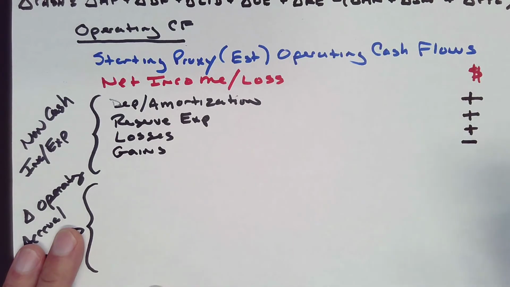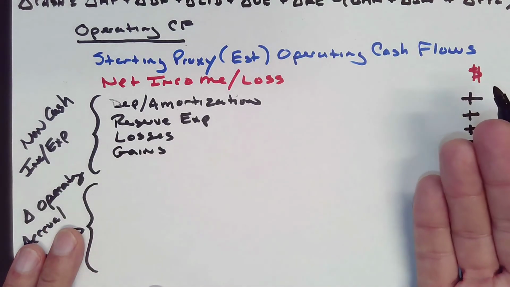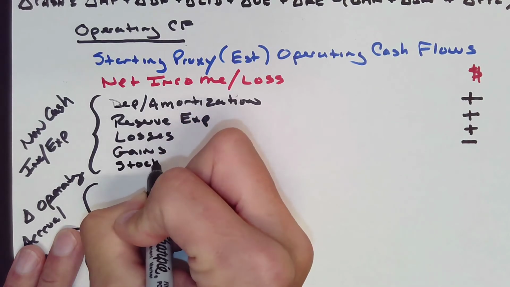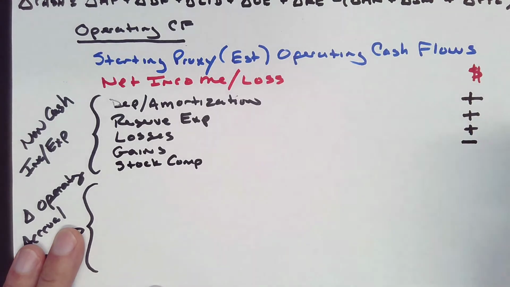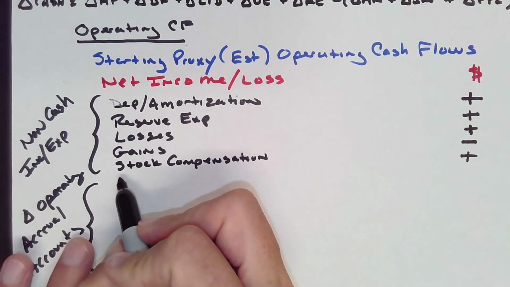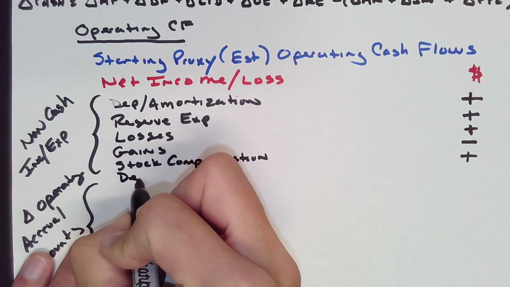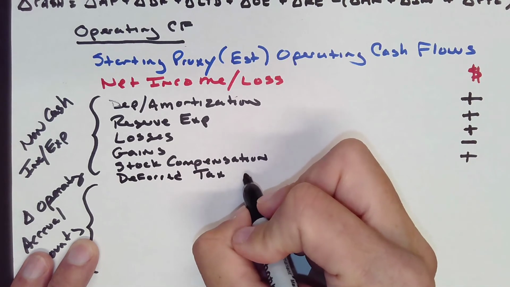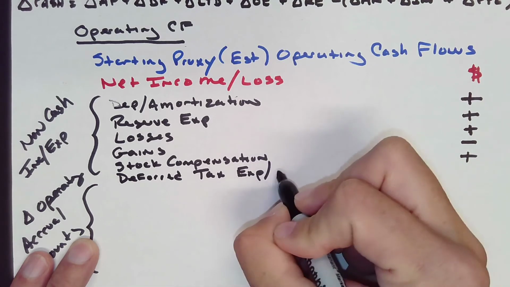Other expenses that you might see. For example, stock compensation expense. Is there any cash associated with that? We want to add that back. And one more. I know it looks like I'm running out of room, but I can still fit it in here. Deferred tax expense or benefit.